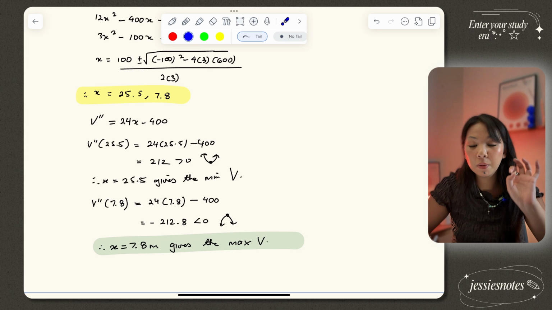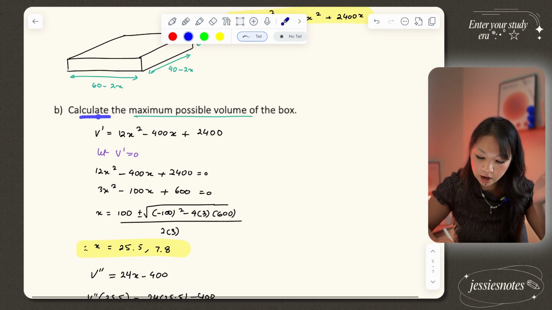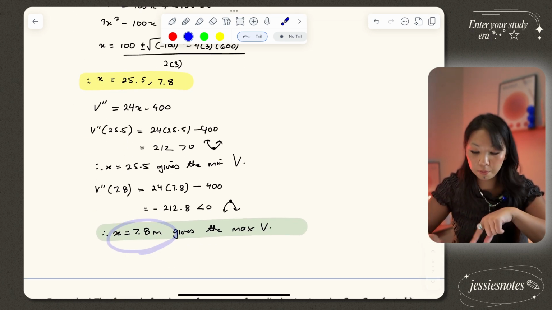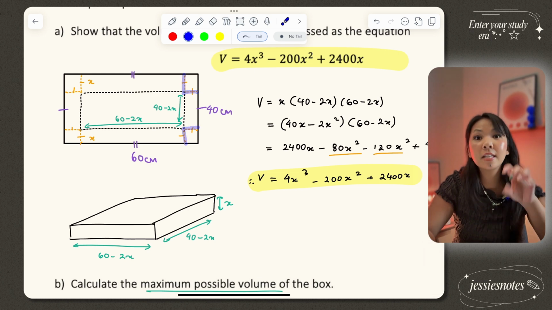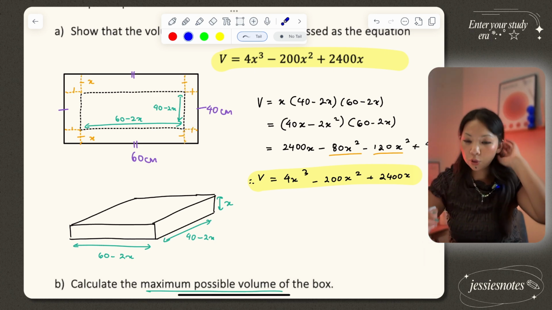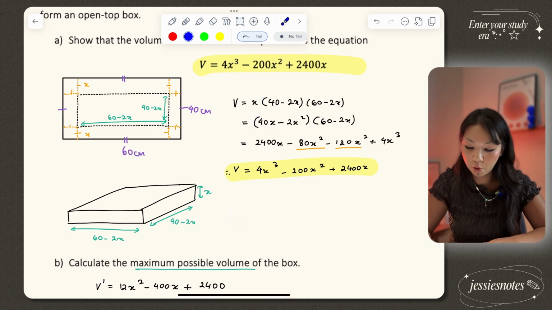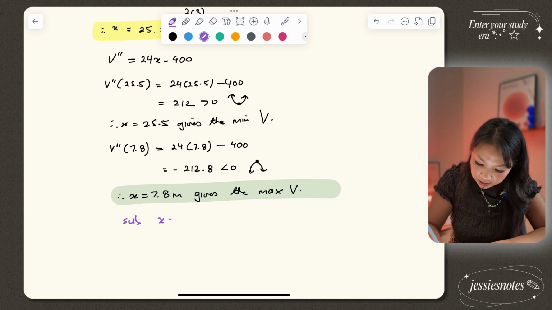Always read the question before you conclude to make sure you're answering it. So the question says, calculate the max possible volume. This is not the max possible volume. This is the length of each of these squares such that it gives you the maximum. So that means you need to sub it back into the original volume formula in order to find the max volume. So now we're going to substitute x equals 7.8 into v.